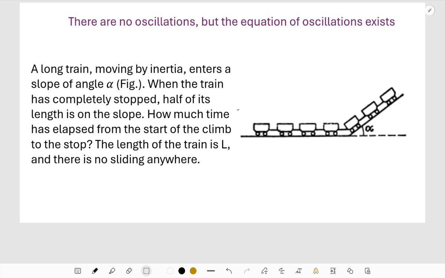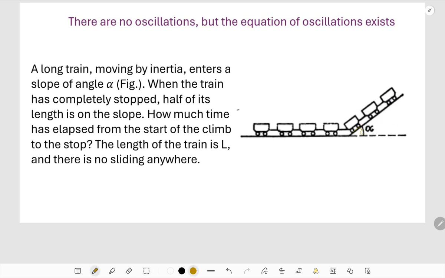That means from when it started to climb the incline to the stop, how much time has elapsed? The length of the train is L, and there is no slipping anywhere. That means the wheels of the train were purely rolling, so you are free to use mechanical energy conservation. Let's use the law of conservation of energy. Let's say that a part of the train of length x, this is not the whole part, this is basically the length x.